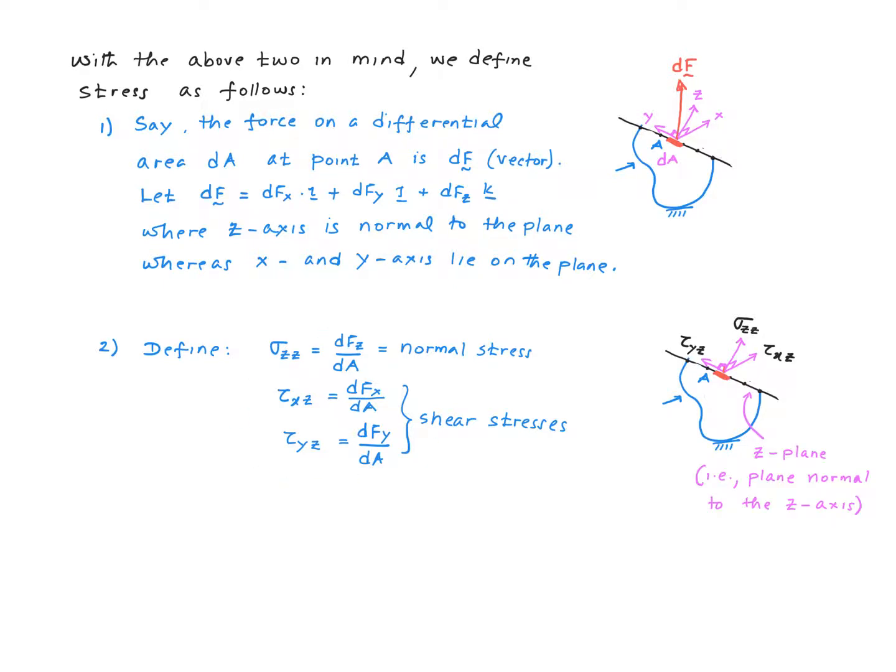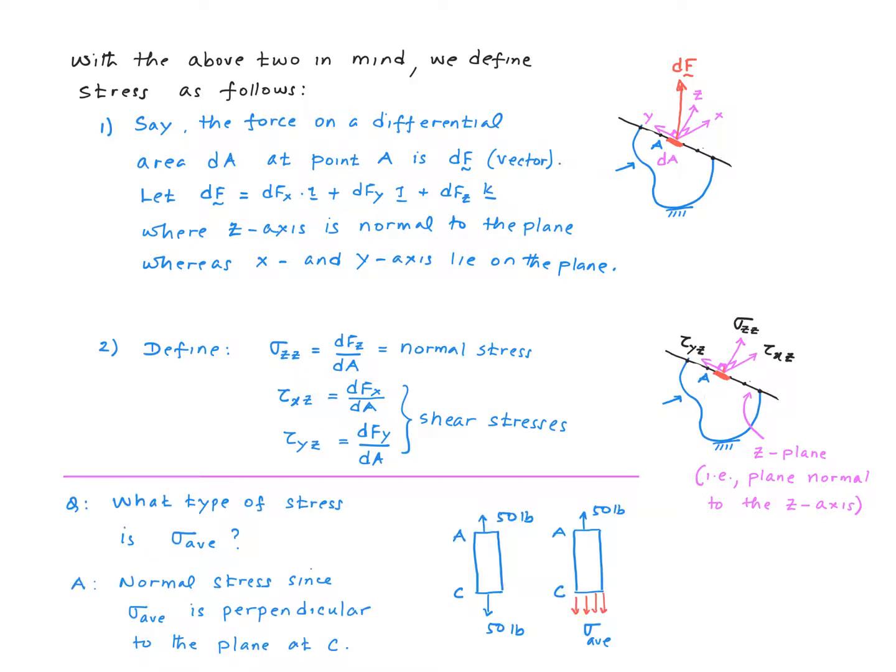We're going to talk about the notations more a little later, but for now, this plane can be called the z-plane, the plane that is perpendicular to the z-axis, right? So one of those subscripts here indicates that. The other subscript indicates the direction of the stress itself. So this is a stress in the z direction, this is a stress in the x direction, this is a stress in the y direction.